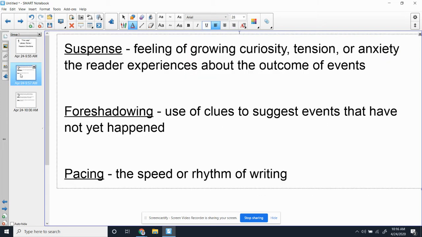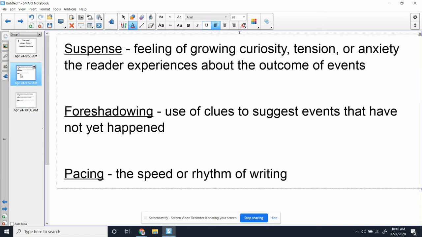Starting on page 803, we have these three literary terms we're going to talk about. The first one is suspense, which is basically the overarching category on this page. This whole story, The Leap, has a lot of suspense in it. And suspense is really something an author does to get the reader to be curious, or have some tension or anxiety. If you have tension, anxiety, or are curious, you're likely to keep reading. So suspense is a really good tool that you can use when you're writing something.